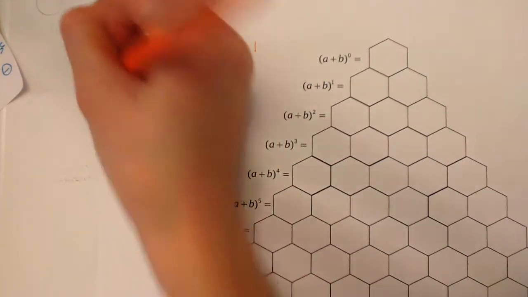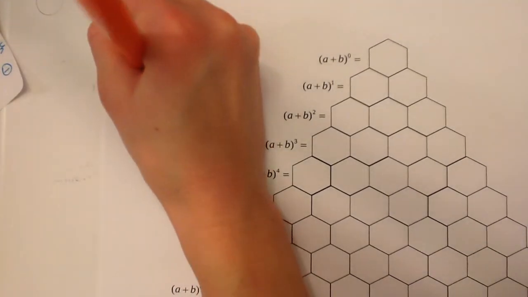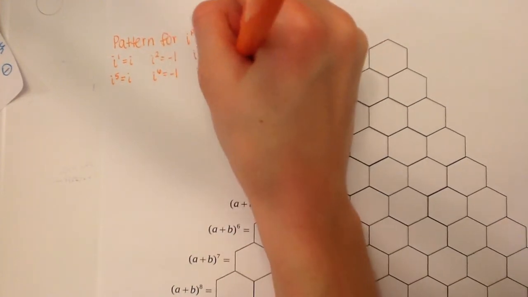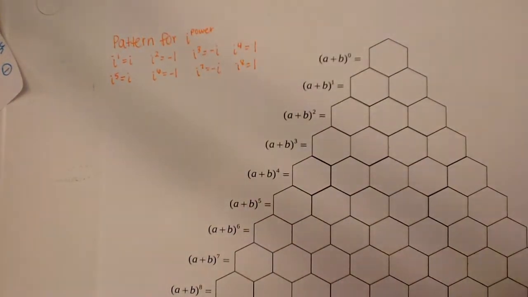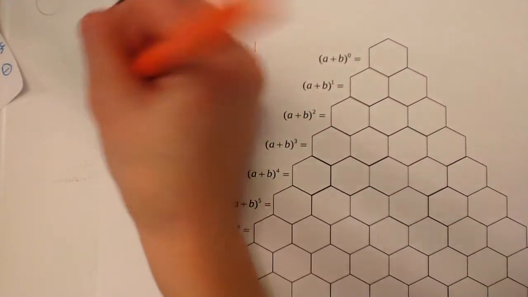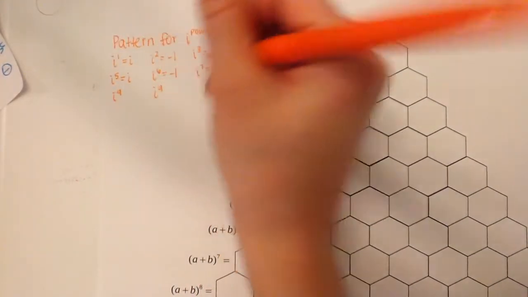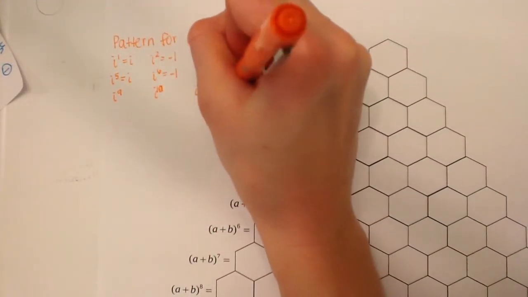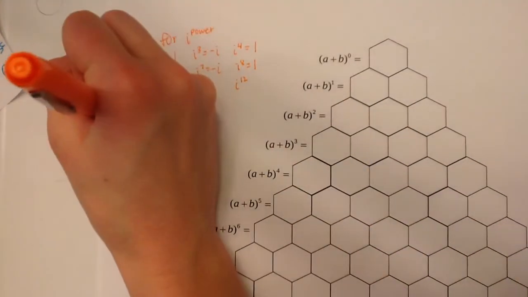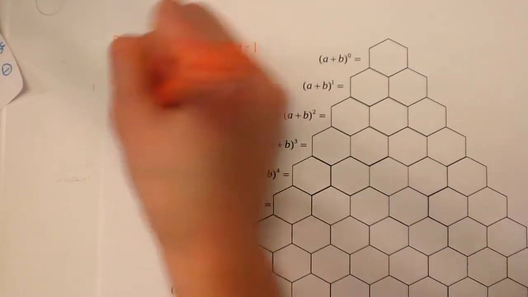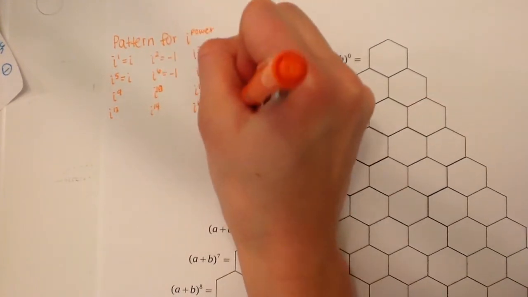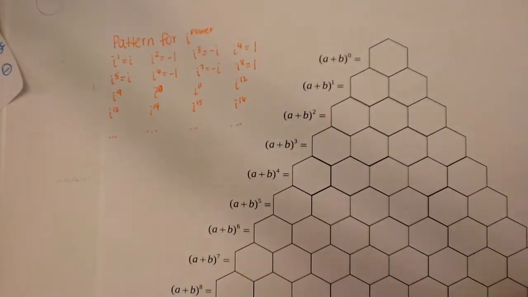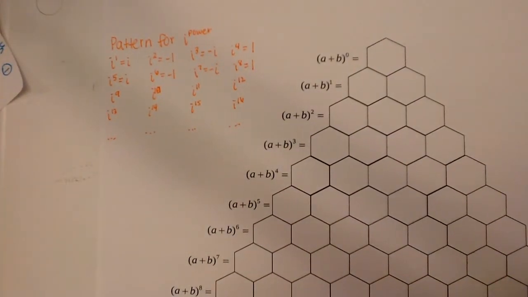So then we can repeat. If we have i to the fifth, that's going to be i. i to the sixth is going to be -1. i to the seventh is going to be -i. i to the eighth is going to be 1. And then the pattern continues. You can go i to the ninth, i to the 10th, i to the 11th, i to the 12th power, i to the 13th, 14th, 15th, 16th, and it just keeps going. So there is a pattern that might be helpful if you need to follow it.